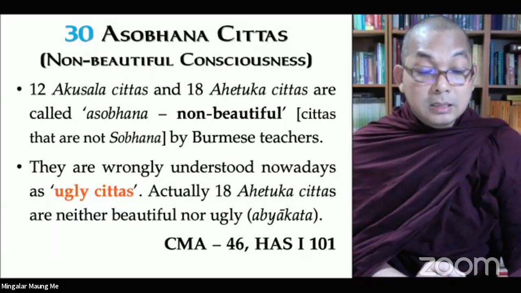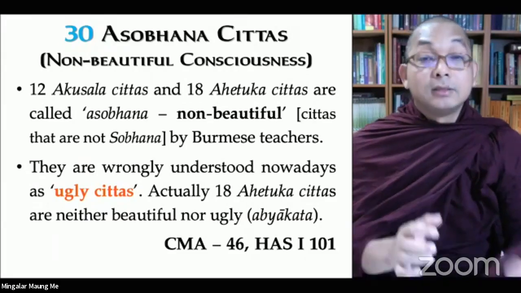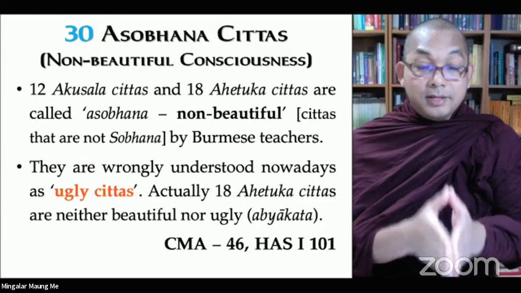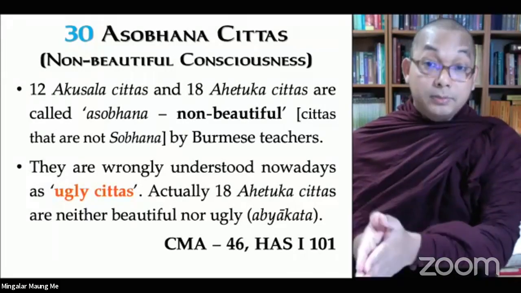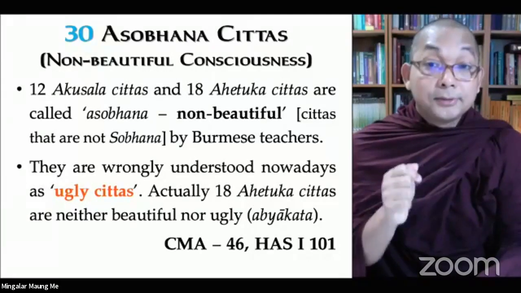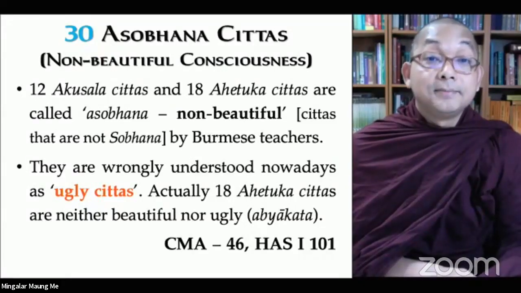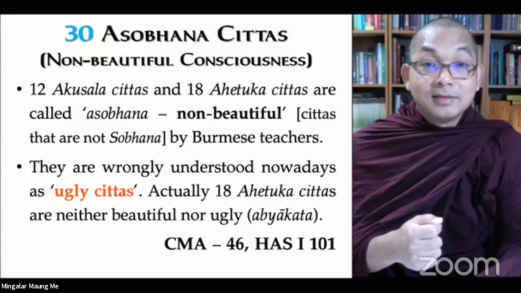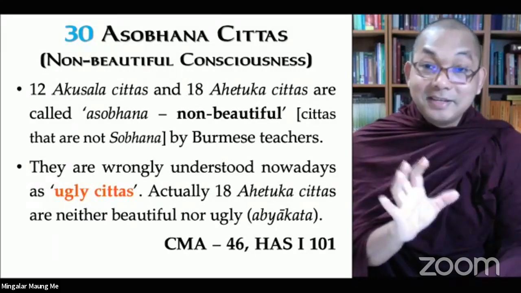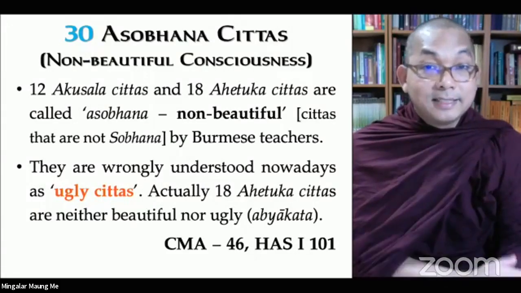But Burmese Abhidhamma teachers created the name Asobhana Chetas, because other than 59 Sobhana Chetas, the rest are called Asobhana. That means the Chetas that are not Sobhana. But it doesn't mean non-beautiful here means they are ugly. No. Of course, Akusala Chetas are ugly. But Ahetuka, they are not ugly.